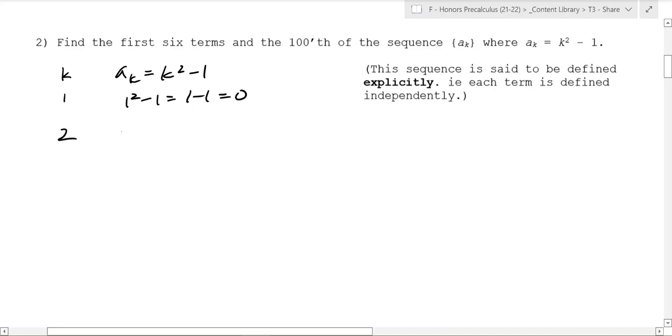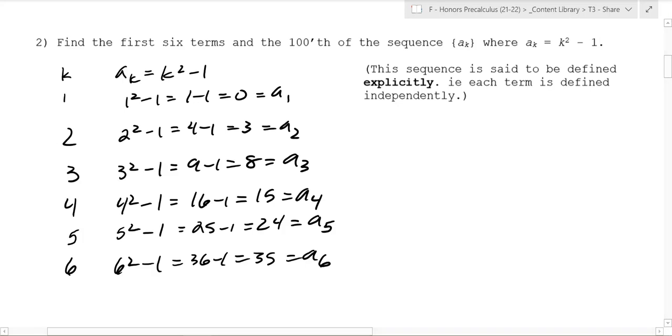When you plug in 2, it's going to be 2 squared minus 1, which is 4 minus 1. And if we continue this, you get 3. Next row, and the next few would be, so there are your first 6 terms right there. So A1 is 0, A2 is 3, and so forth. If you do it out carefully, it's not that bad.